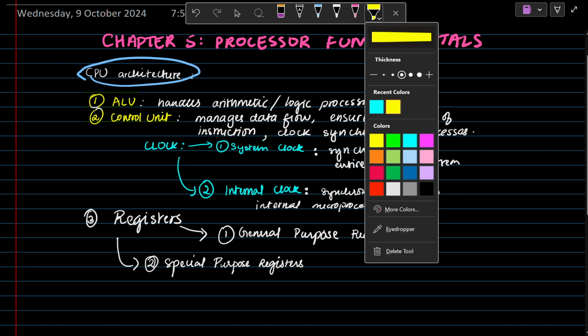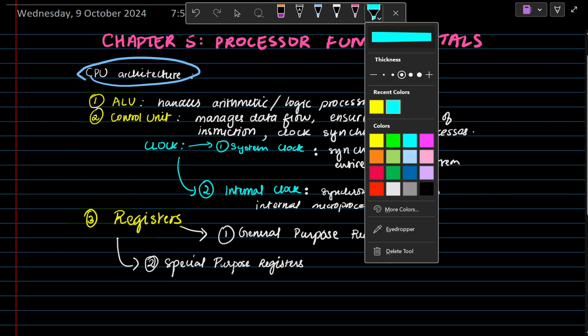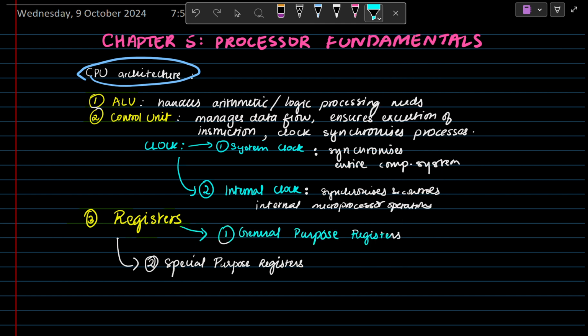Then coming back to our CPU architecture, we did registers. That's what we're learning about right now. And there's two types of registers. Let me highlight that. There's general purpose registers and there is special purpose registers. Okay, now let's dive into each one of these in depth.